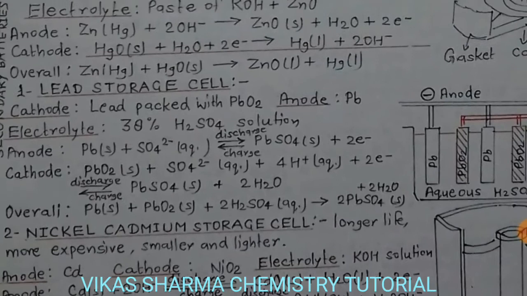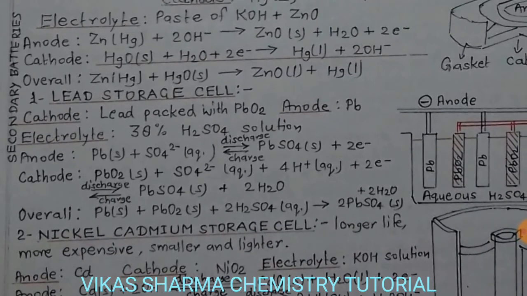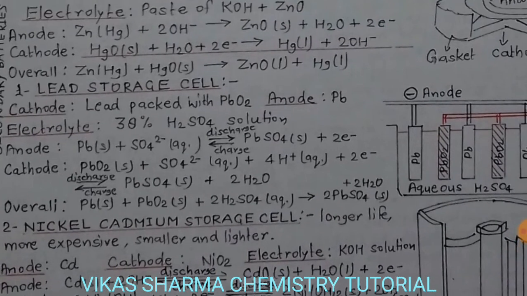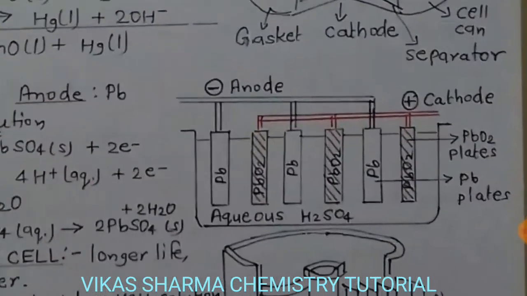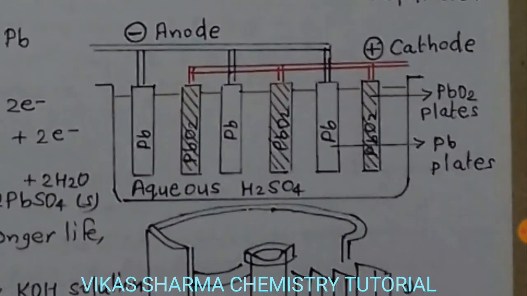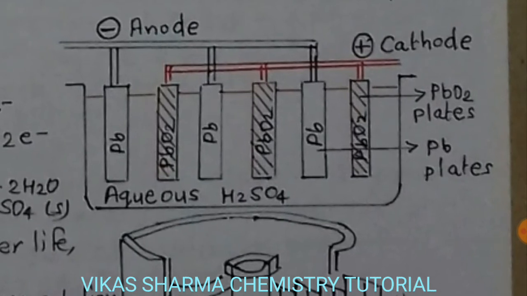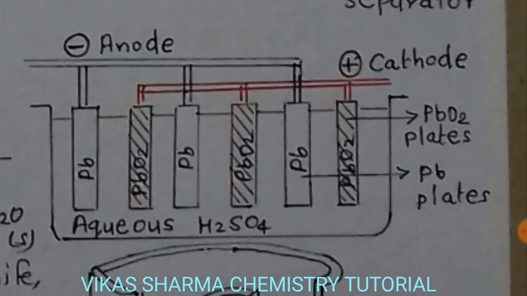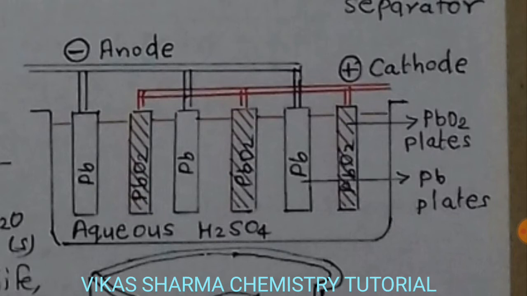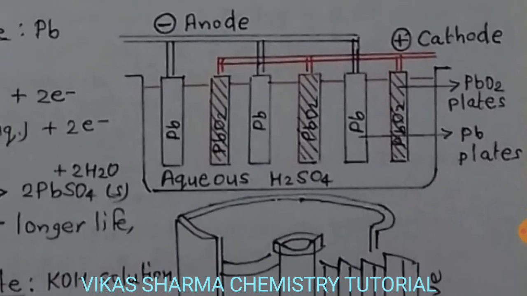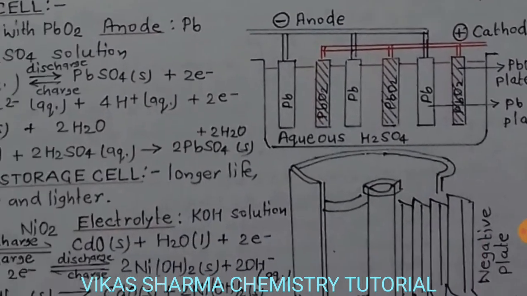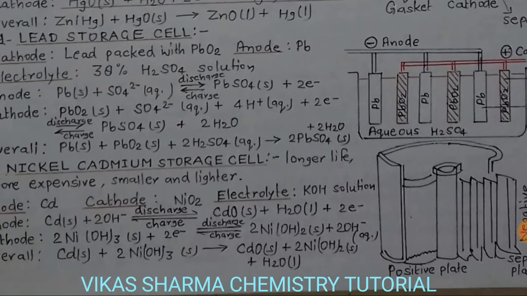Students, in most of the previous exam trends, the reactions were asked from the lead storage cell. As you have seen in the display, there is aqueous H2SO4, lead oxide filled in a grid, and lead anode, with lead oxide plates and lead plates. So these are the batteries which you use in your domestic life.